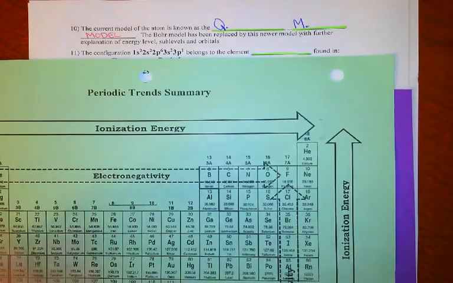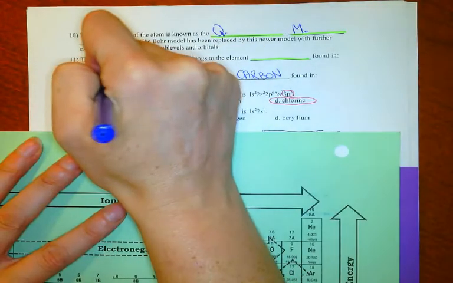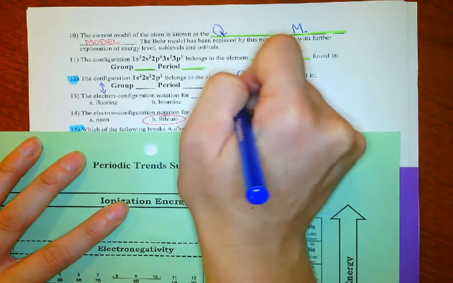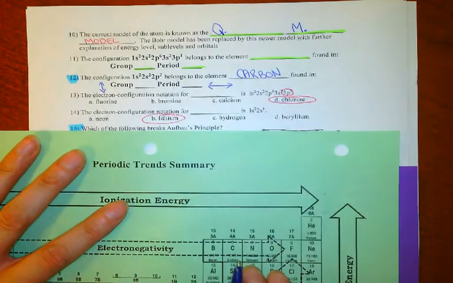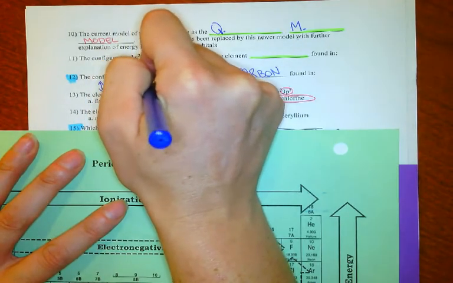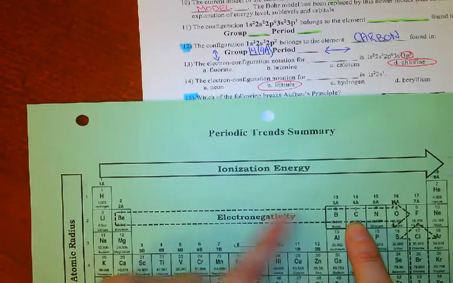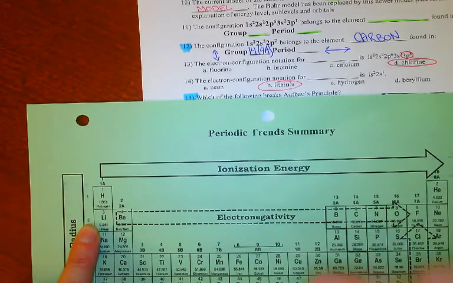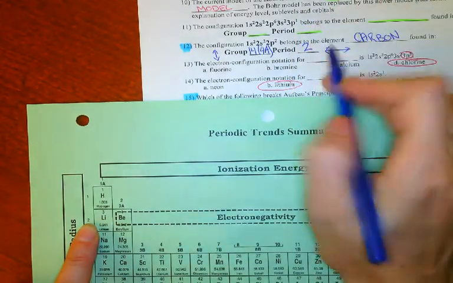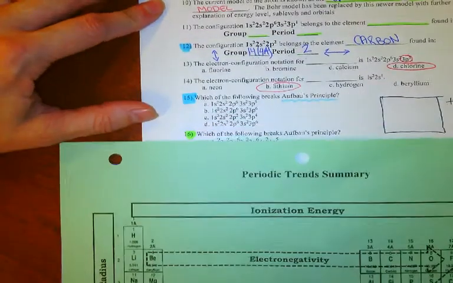Carbon lives in group. Remember, groups are up and down and periods are side to side. So carbon is right here in group 14. You could also say 4A. And carbon is in period 2. If you switched that, if you said group 2 and period 14, you would have that wrong, people. There are only 7 periods on the periodic table. Just be careful with that.